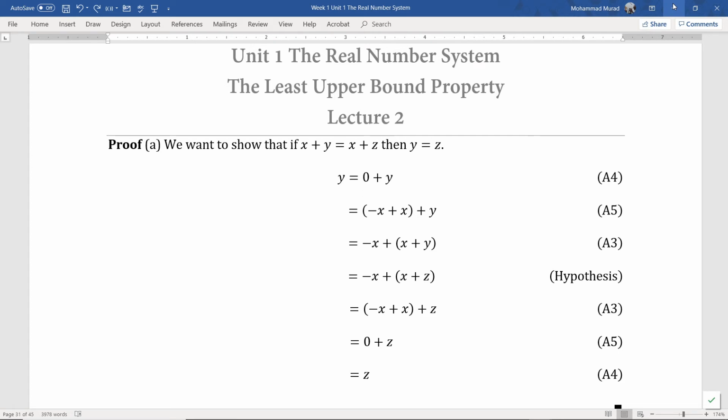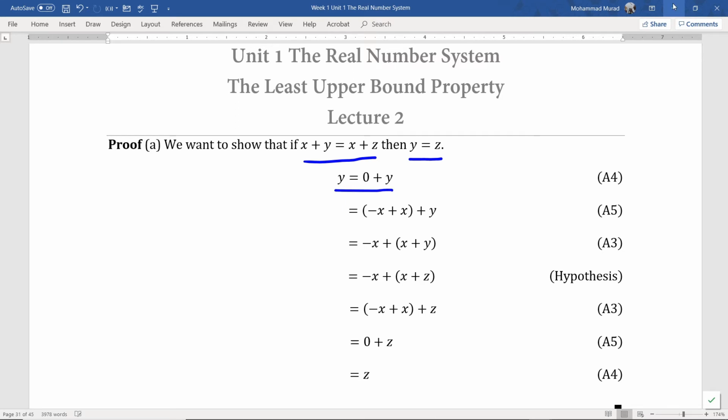Let's have a look at the proof of the statement A, namely the cancellation law for addition. We want to show that if x plus y equals x plus z, then y must be equal to z. Simply, we can cancel the x's from both sides. Let's prove it. We begin with the statement that y equals 0 plus y.